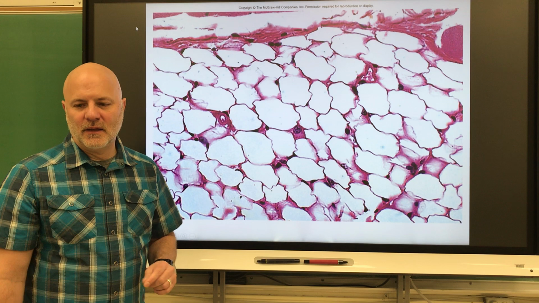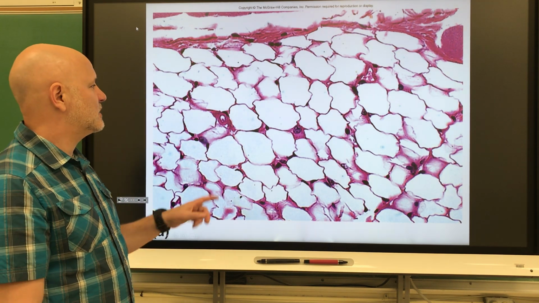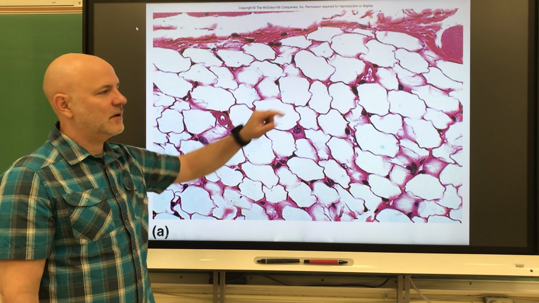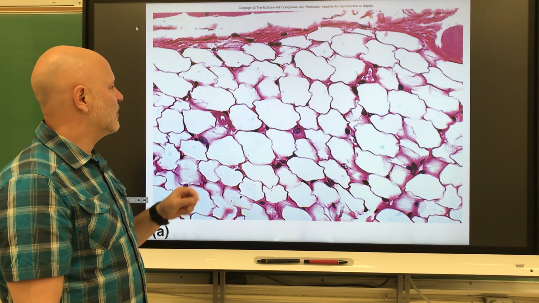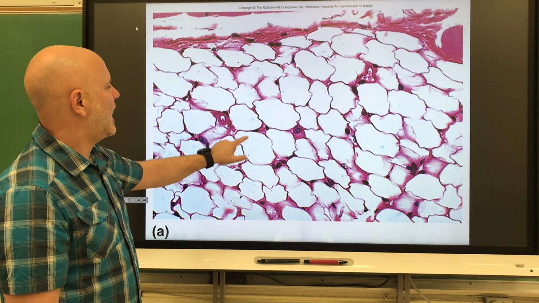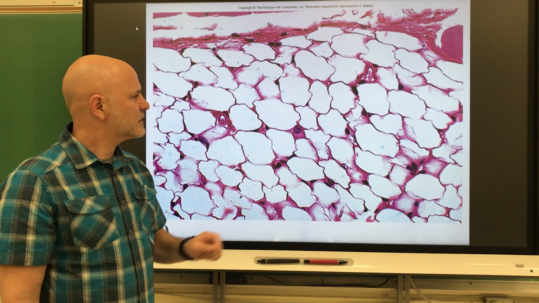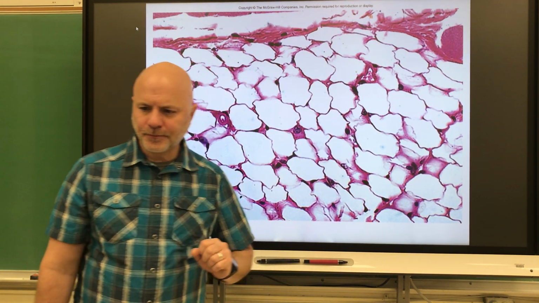Lastly, that I'm going to mention here are adipocytes. These are adipocytes here. These are adipose cells. They store fat. So the whole thing is fat, and the nucleus on those is usually pushed off to the side, like you can see on that one.